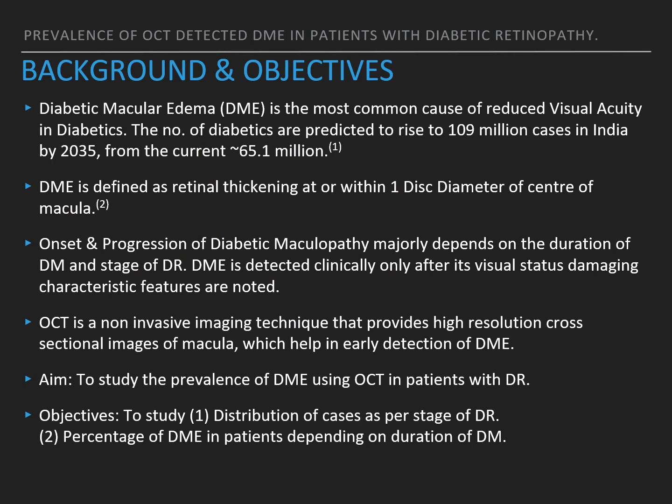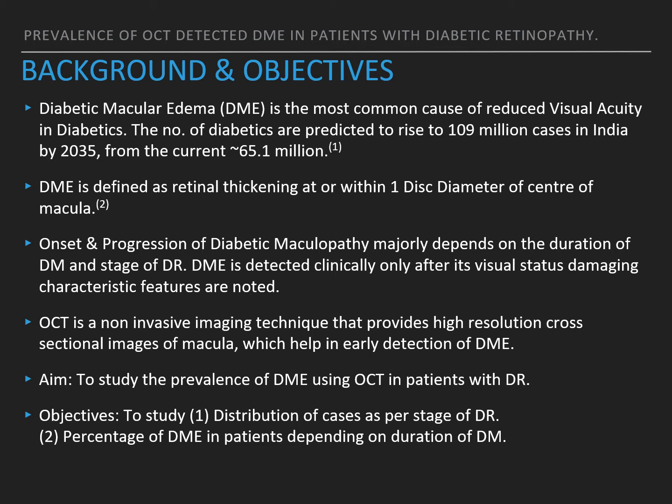Starting with the background and objectives, diabetic macular edema is the most common cause of reduced visual acuity in diabetics. The number of diabetics is predicted to rise to 109 million cases in India by 2035 from the current approximate of 65.1 million. DME is defined as a retinal thickening at or within 1 disc diameter of center of macula. The onset and progression of diabetic maculopathy majorly depends on the duration of diabetes mellitus and the stage of diabetic retinopathy. DME is detected clinically only after its visual status damaging characteristic features are noted. OCT is a non-invasive imaging technique that provides high-resolution cross-sectional images of the macula, which help in the early detection of diabetic macular edema, hence the advent of OCT.